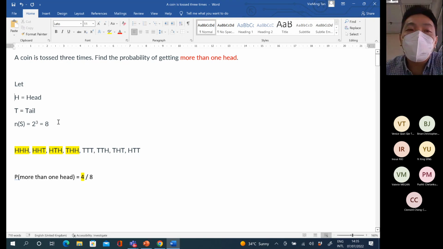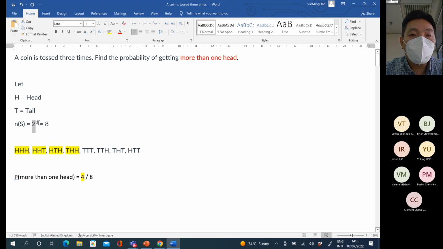After that, we can also check first: in total, if we throw the coin 3 times, what are the possible outcomes? We need to know first. So how to identify the possible outcomes? We know that 1 coin has 2 faces, so we put 2 here as the base number, because 1 coin has 2 faces.